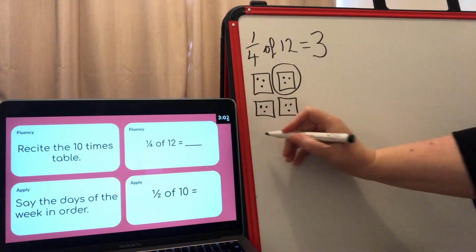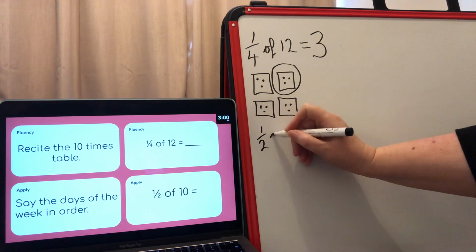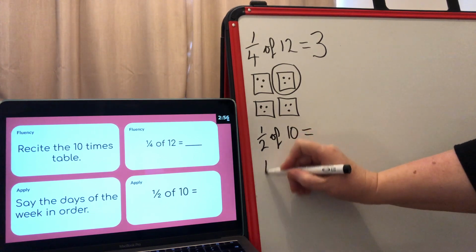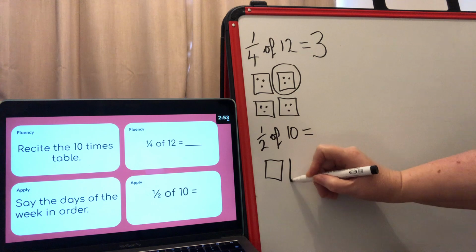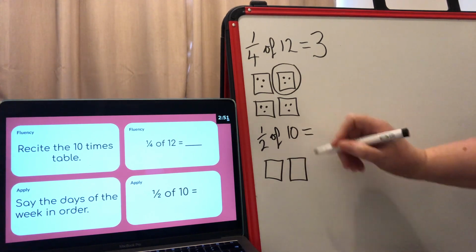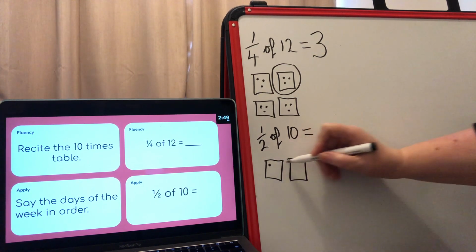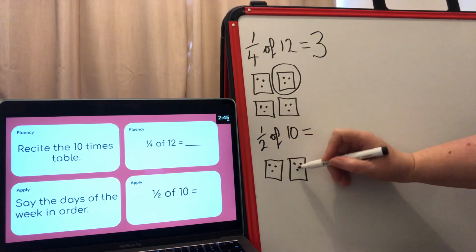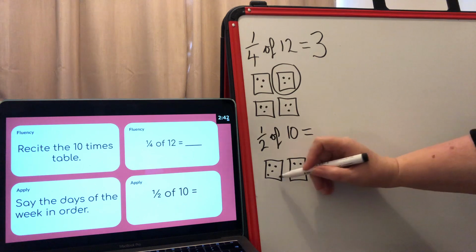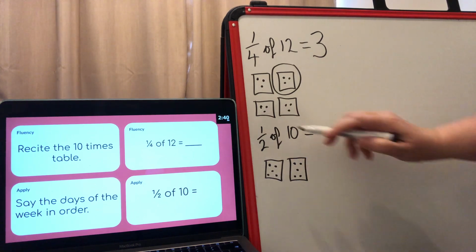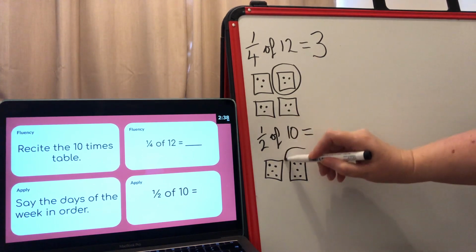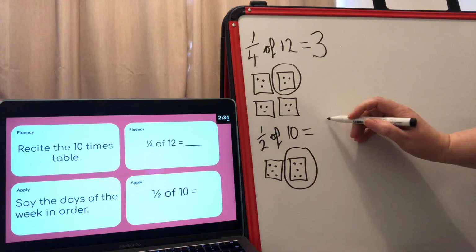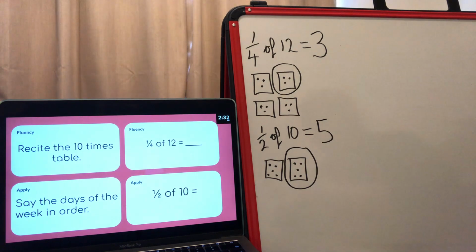Okay, this other one at the bottom said 1/2 of 10 equals, so that's like we were doing yesterday. We need 2 parts because half is one of 2 equal parts. We need 10 dots to share. 1, 2, 3, 4, 5, 6, 7, 8, 9, 10. Because the numerator is 1, we only need to count the dots in one of those parts. 1, 2, 3, 4, 5. Half of 10 is 5.